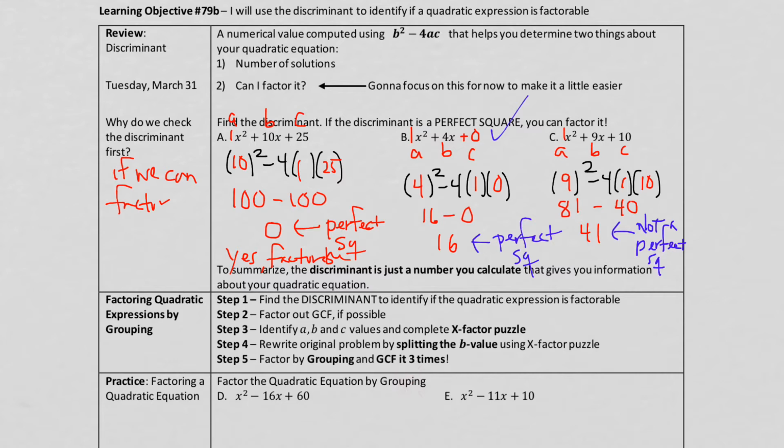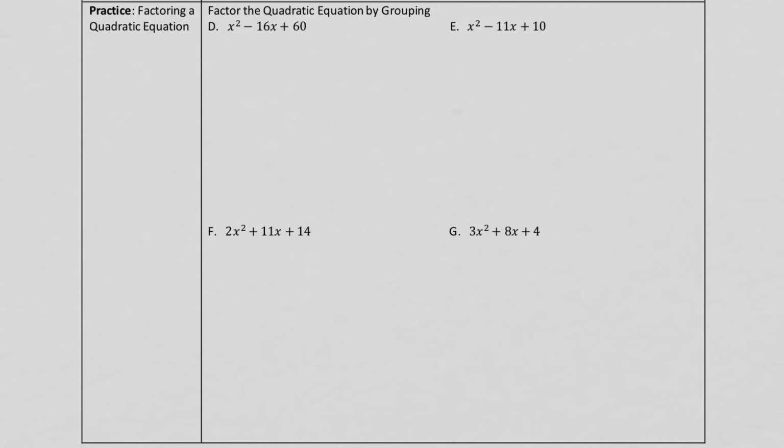But first, find the discriminant to see if we can even factor to begin with. Alright guys, so I'm going to show you example D. You'll try E. Then I'll show you F. And at that point, examples G, H, and I will be for you to practice on your own to finish today's lesson. So, example D.